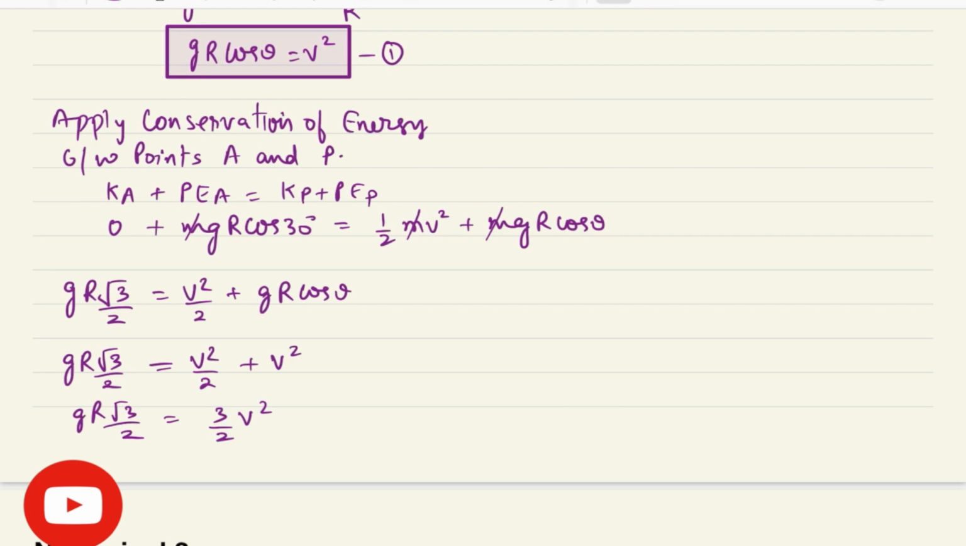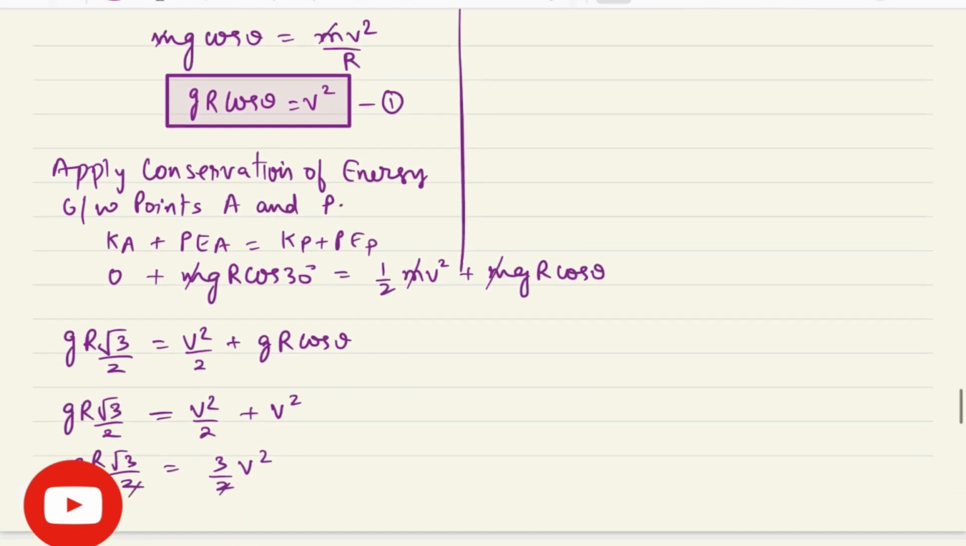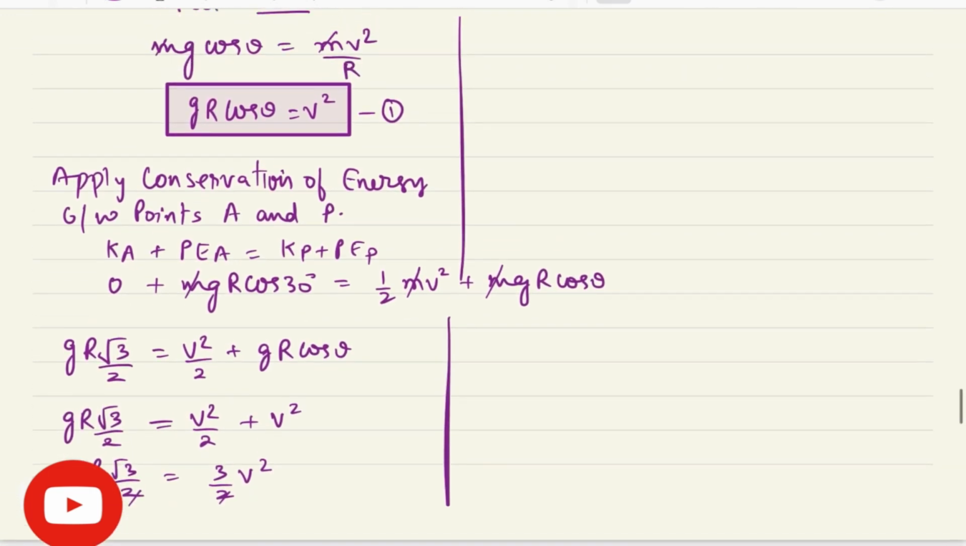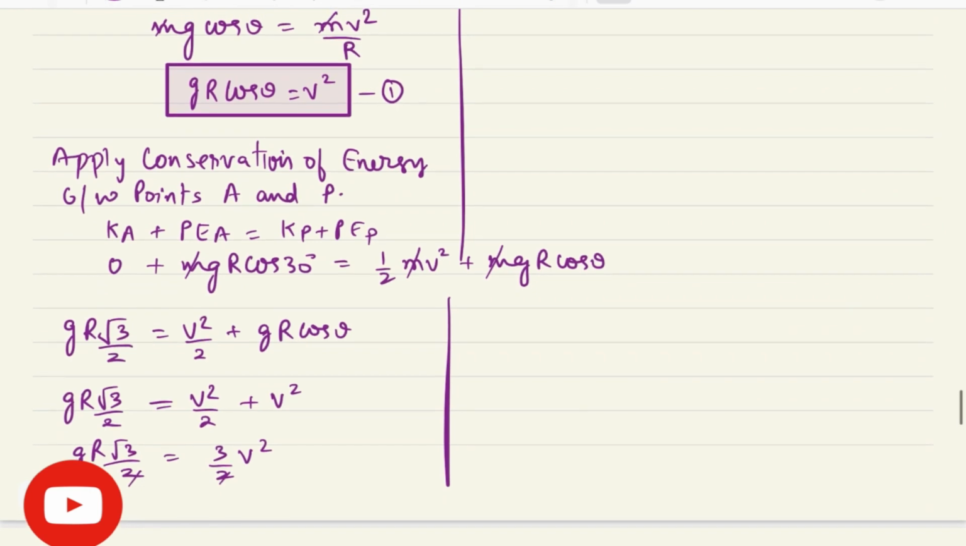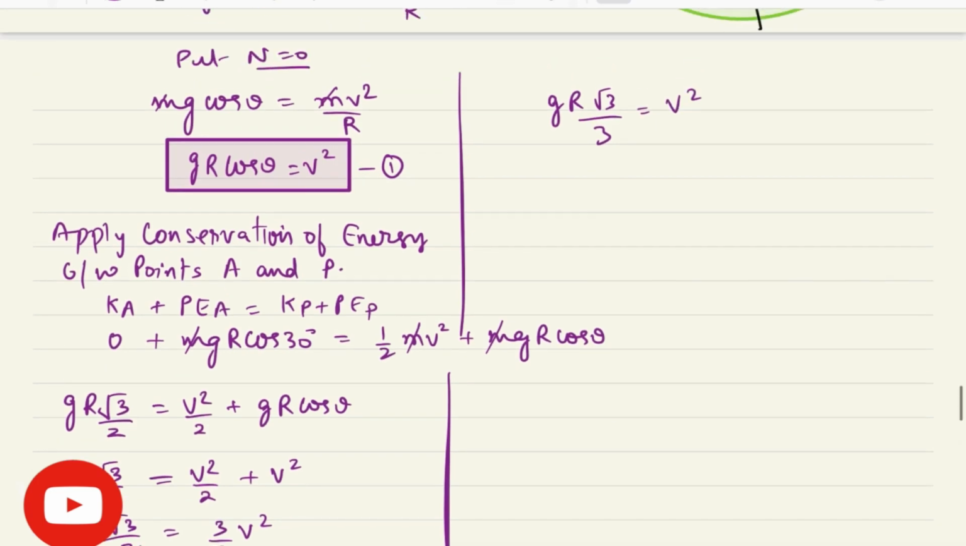So from this equation we can get the value. These two cancel each other. So we can have v square upon r is, we can write gr root 3 by 3 equals v square. So we can use this according to our requirement.